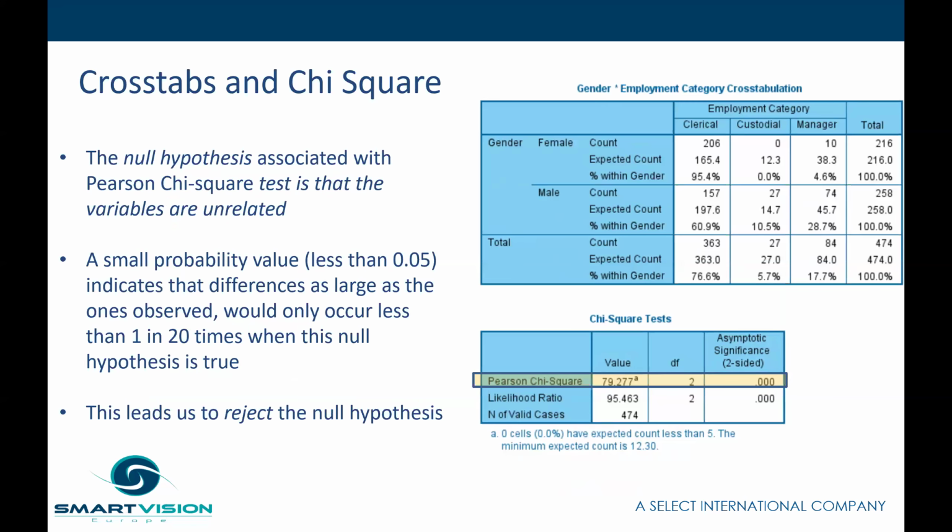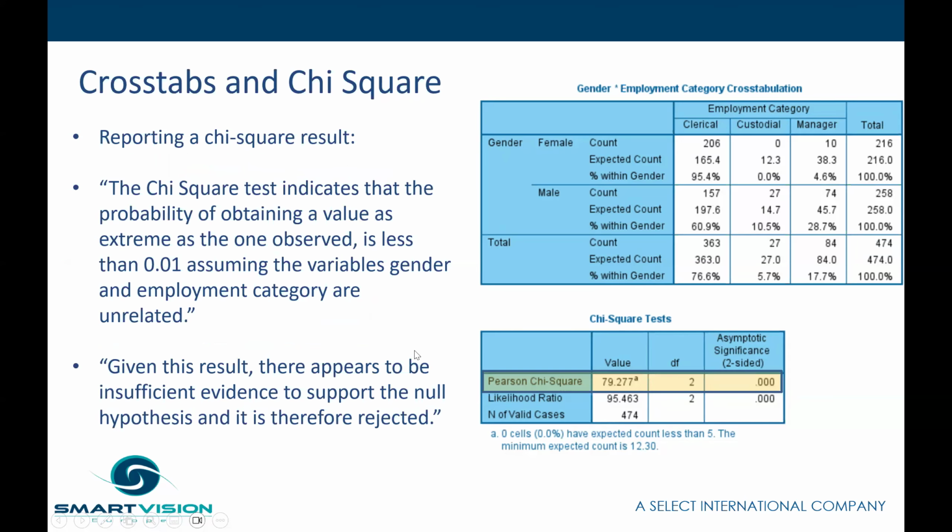So the null hypothesis associated with the Pearson chi-square test is that the variables are unrelated. A small probability value, let's say less than 0.05, indicates that differences as large as the ones observed would only occur less than 1 in 20 times when this null hypothesis is true. And that leads us to reject the null hypothesis here. So look, the p-value here is so small it can't display all the decimal places. And if we were reporting this result, it would say the chi-square test indicates that the probability of obtaining a value as extreme as the one observed is less, in this case, than 0.01, assuming the variables gender and employment category are unrelated.